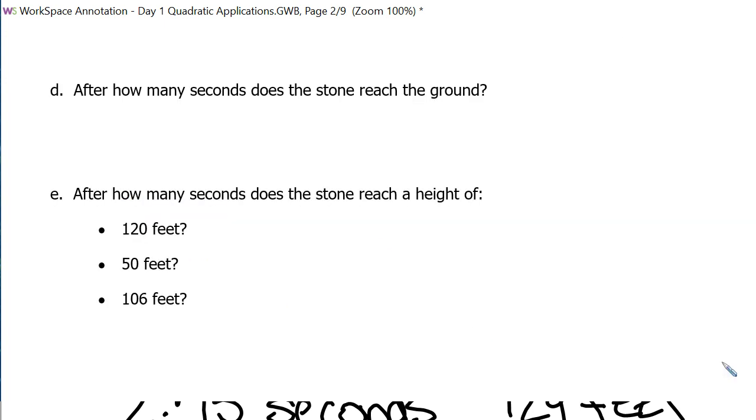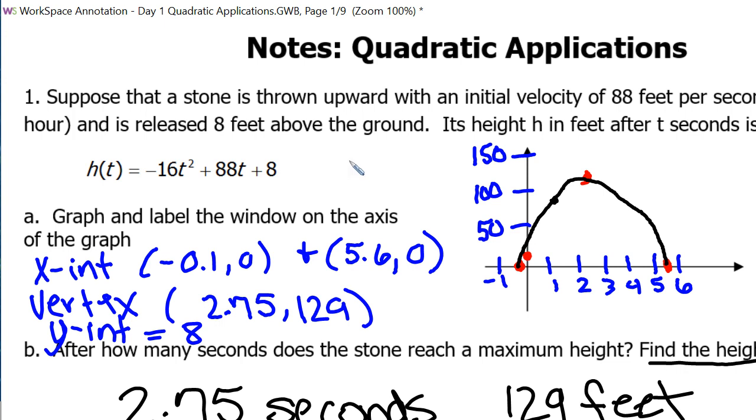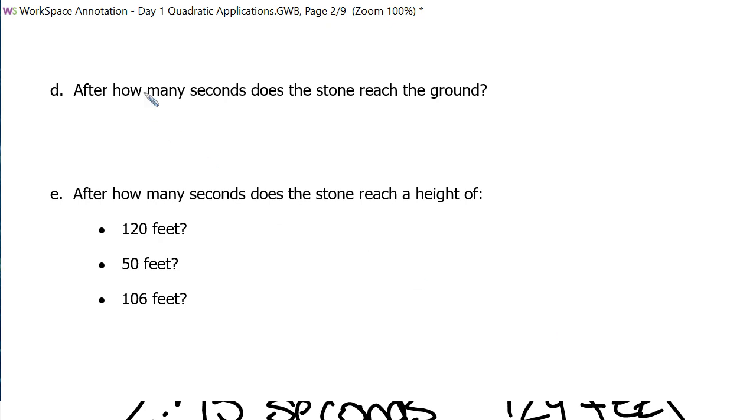Okay, then part D, after how many seconds does the stone reach the ground? So looking at my diagram, right here's where it left. It started at an initial height of 8 feet, flew up in the air, what goes up must come back down. So right here's where it hit the ground, and how many seconds did that take? Approximately 5.6. And put the unit in seconds. So 5.6 seconds approximately.